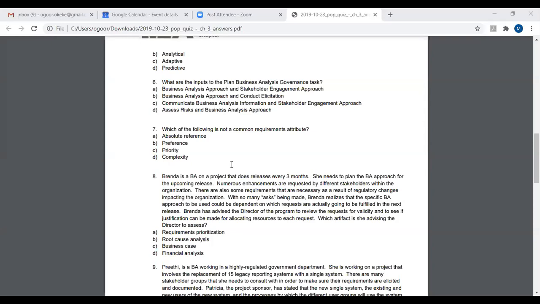So number six. So you said what? I didn't get the answer again, please. Business analysis approach and stakeholder engagement approach. Okay, so A. Approach, yes.